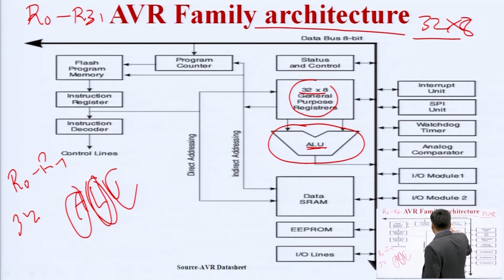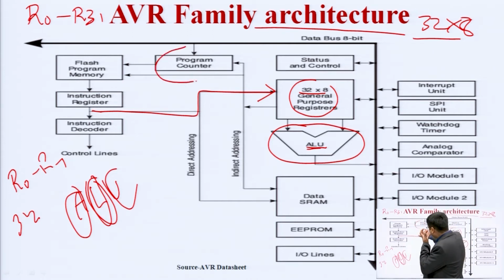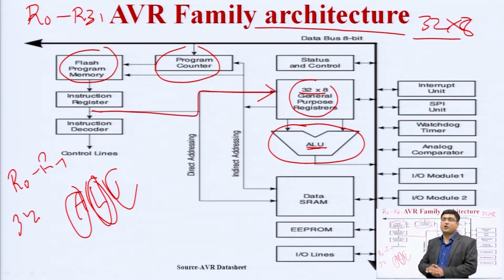How do the instructions come into the general purpose registers? Instructions are provided by the instruction register. Here you can see that the instructions from the instruction register are provided to the 32 x 8 general purpose registers. There are some other blocks like the program counter and the flash program memory. What is the role of the program counter? The program counter basically points to the address of the next instruction to be executed by the microcontroller. So basically, whatever the next instruction to be executed by the processor, it has some address.